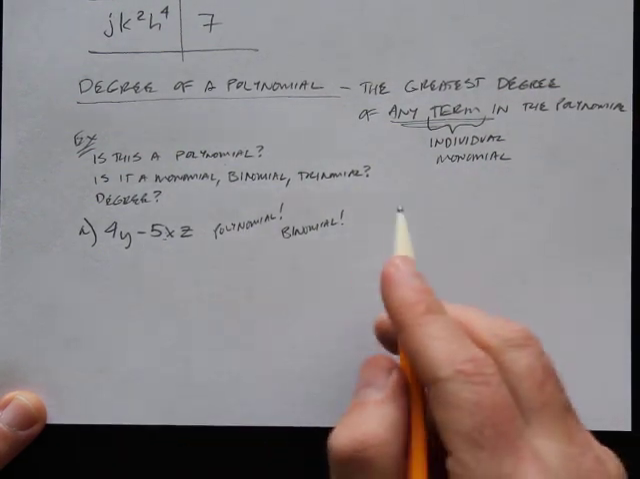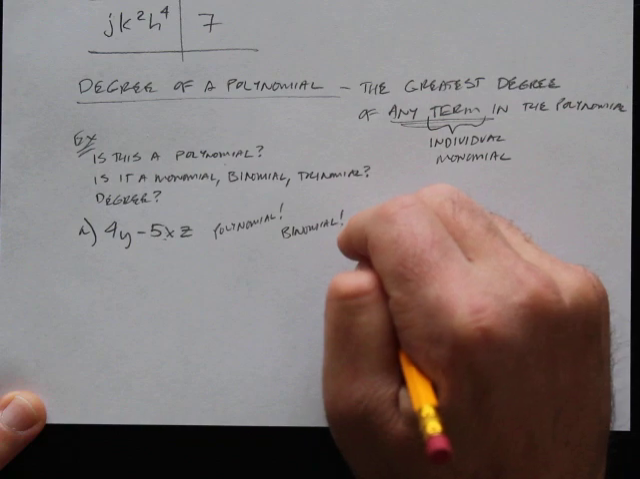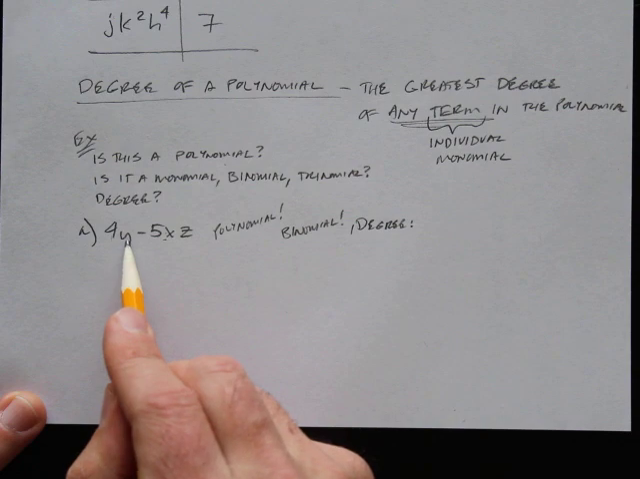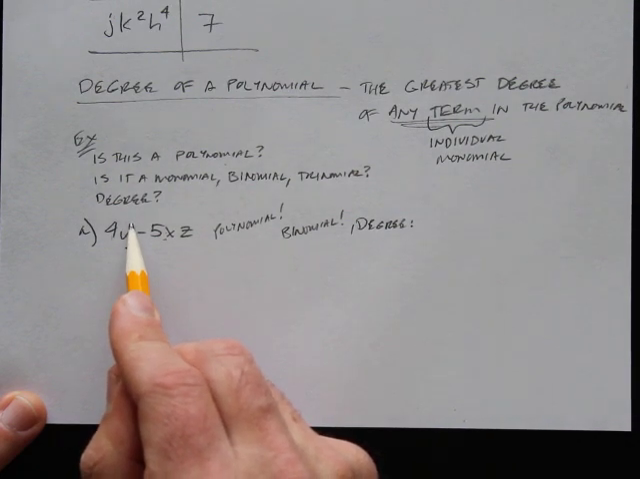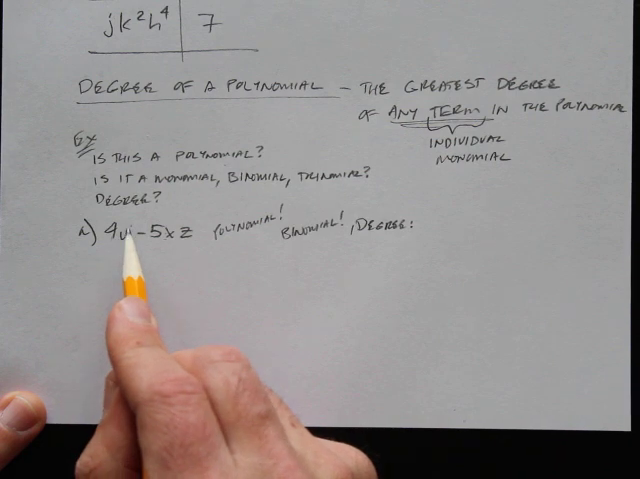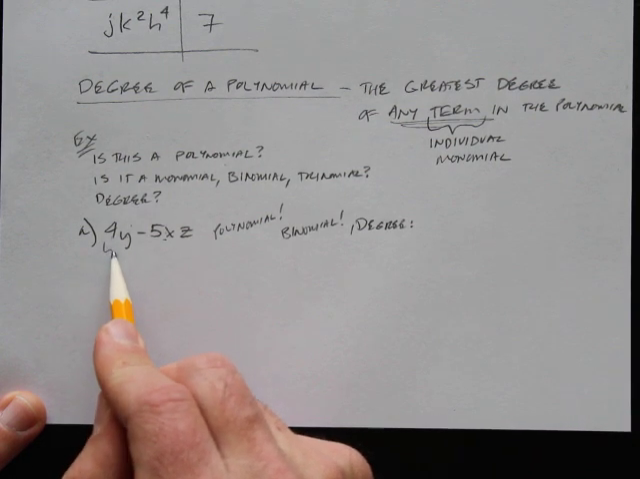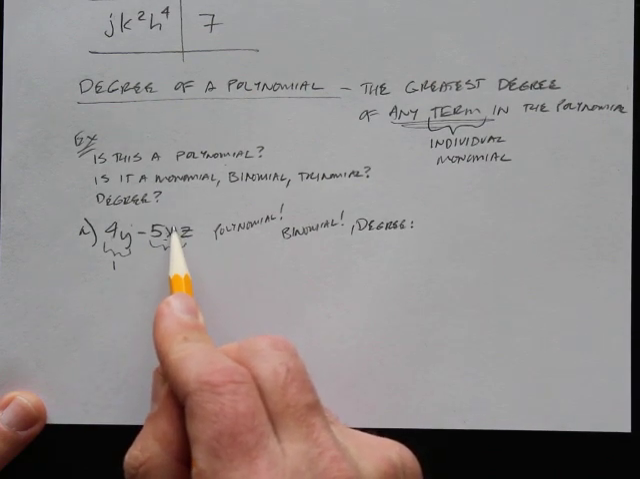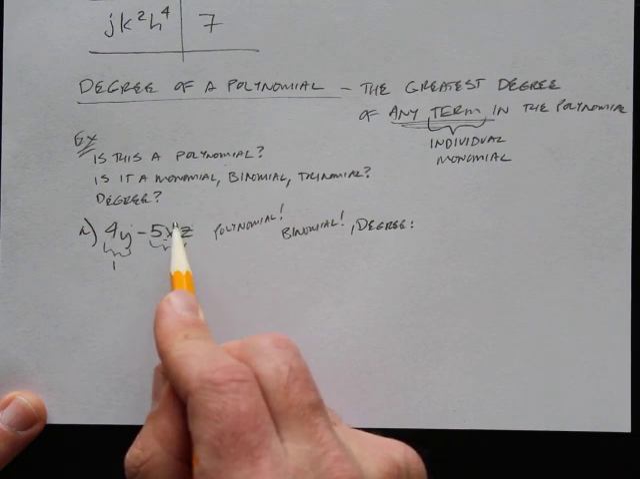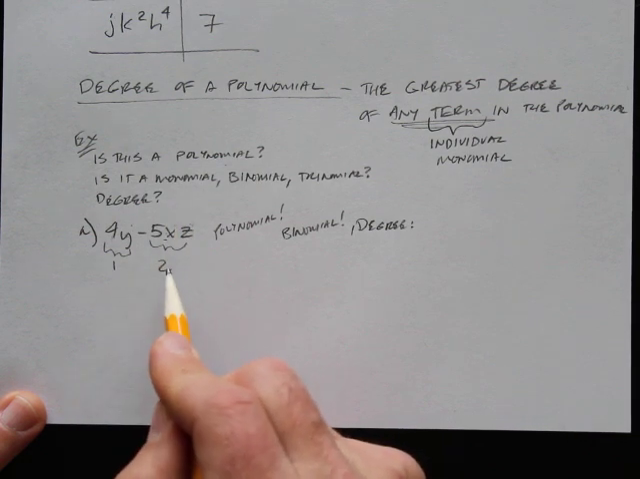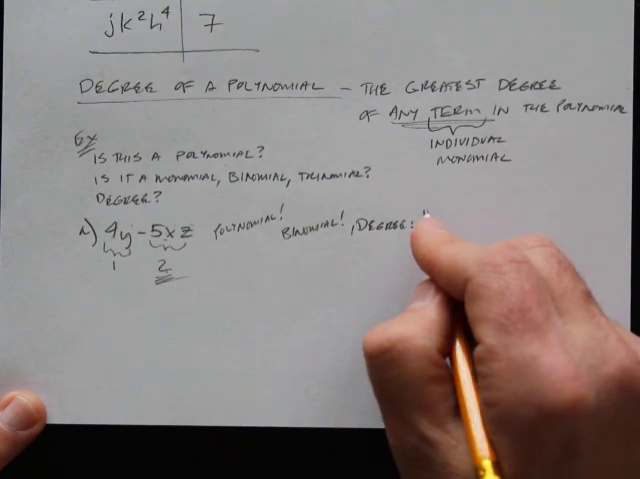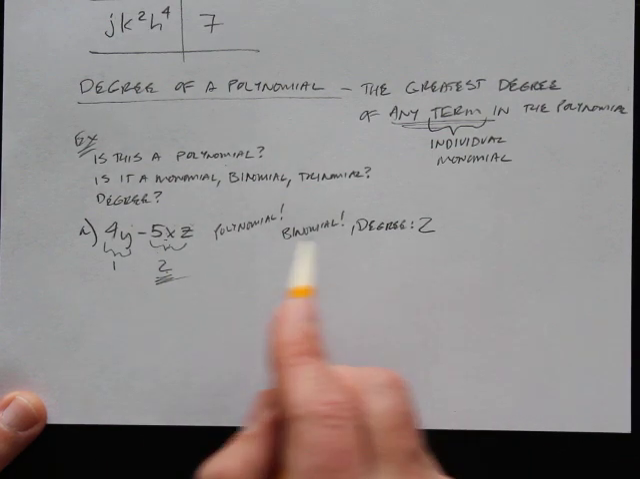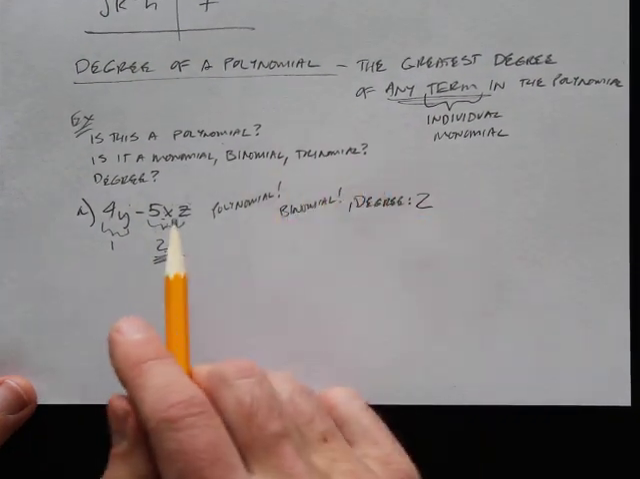And the degree here, so now I need to find the degree. And so for this term, I've got y to the 1 power. So the degree of this term is 1. Now the degree of this one is, I've got x raised to the power of 1 and z raised to the power of 1. So 1 plus 1 is 2. So this is the degree, 2. The term with the greater degree is the degree of the polynomial.